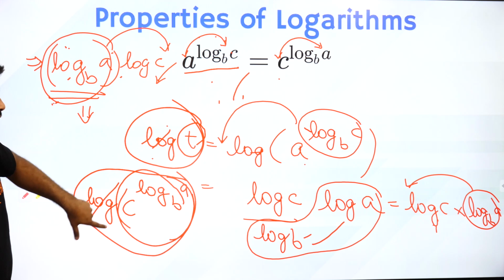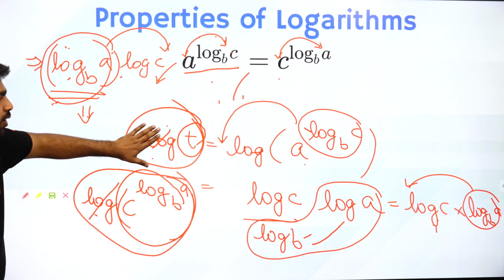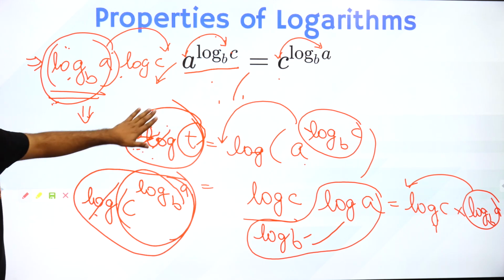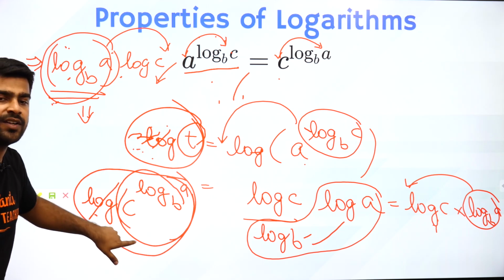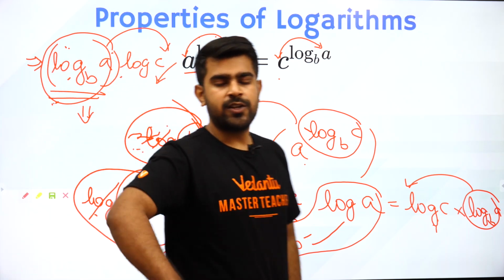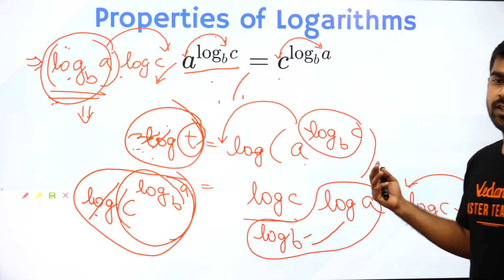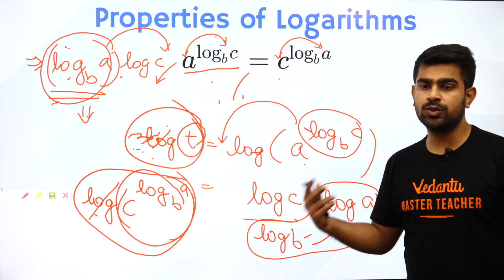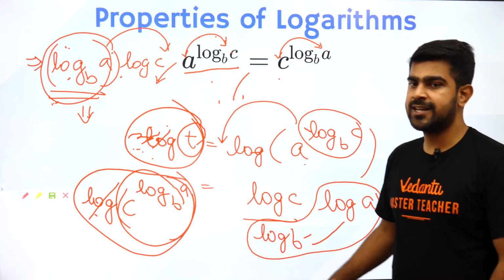Now compare. Log t is equal to log of this. Log and log can be removed. This log and this log can be removed. So t will be compared to whatever is inside. That's it, done. I hope all of you got it. Please take a screenshot. If you did not understand it, you can go through it later on. Let's move to questions, guys. It's time.